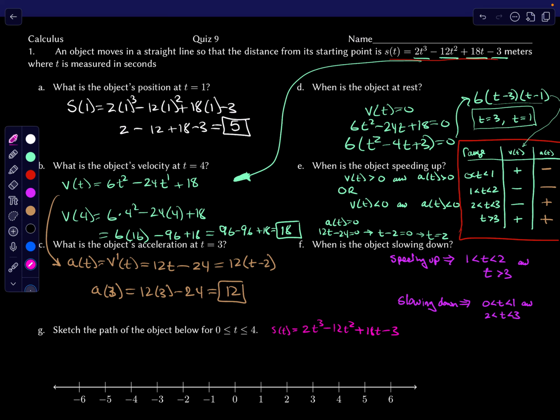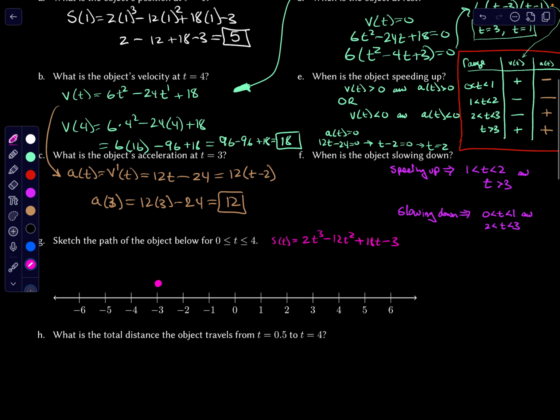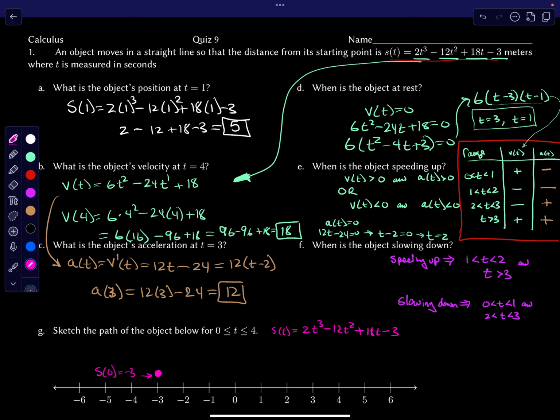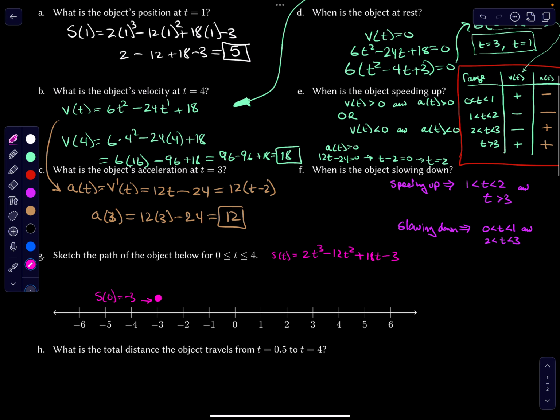Okay, so at t equals 0, right there, s of 0 is equal to negative 3. So that's why the little dot is above negative 3. What's going to happen is that the dot is going to move over until it comes to rest. When does it come to rest? It comes to rest at t equals 1 and at t equals 3.